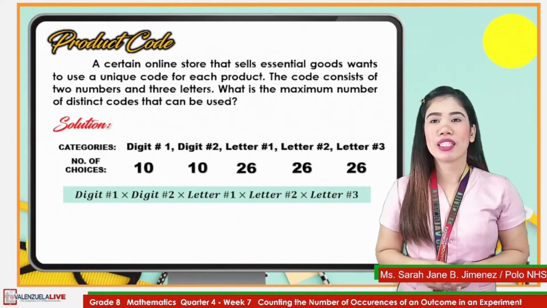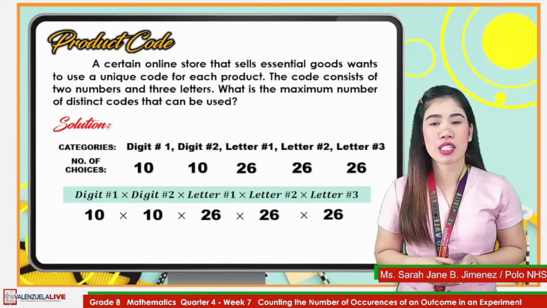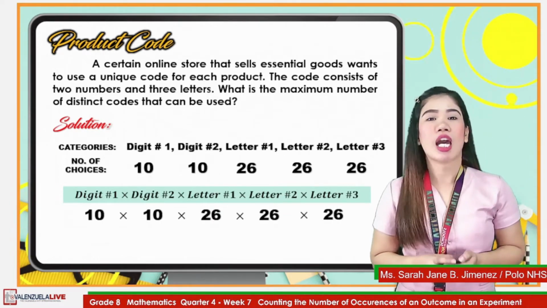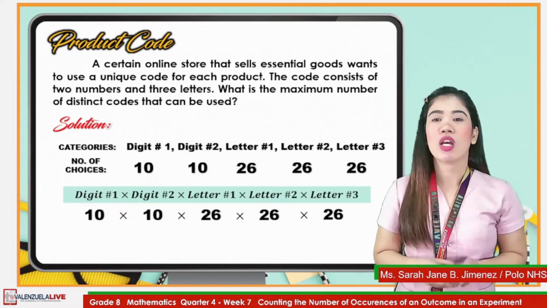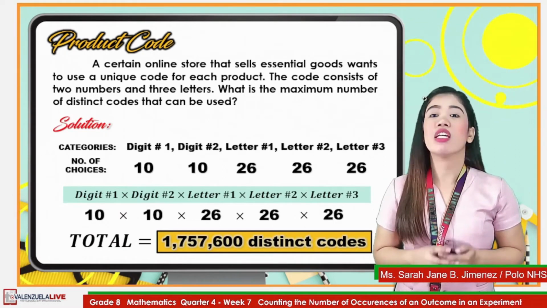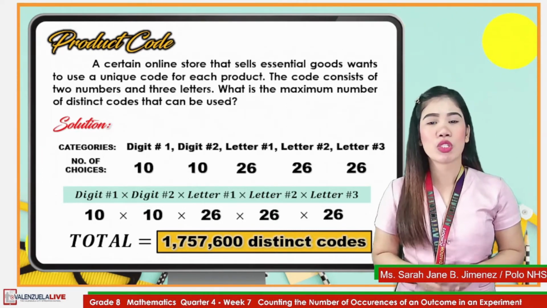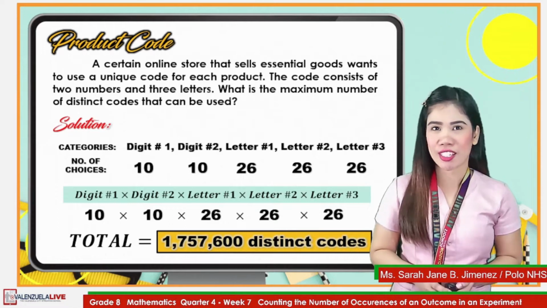Hence, multiplying them by the fundamental counting principle, we have 10 times 10 times 26 times 26 times 26, which is equal to 1,757,600 possible distinct codes that can be used by the online store for their products.